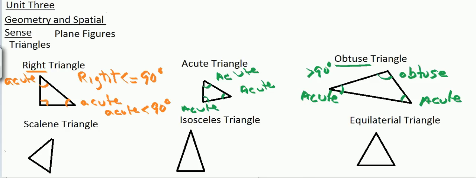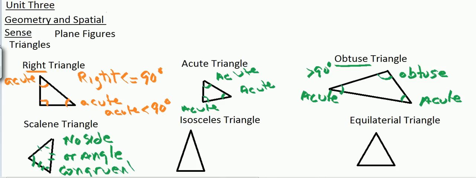In a scalene triangle, we have no two sides are the same and no angles are the same. So, no sides or angles the same, or as we say, congruent when we're working with plane figures. So none of the sides and none of the angles are congruent.